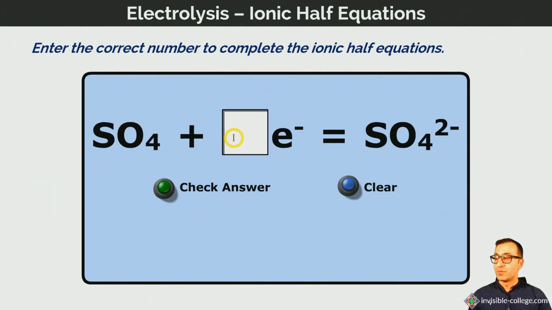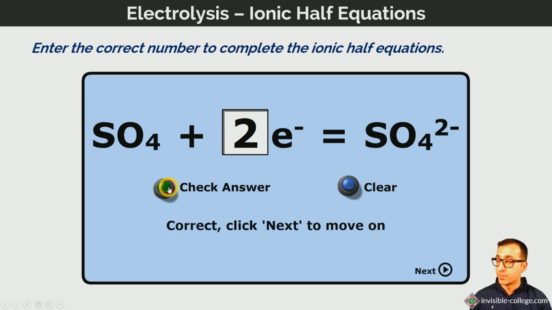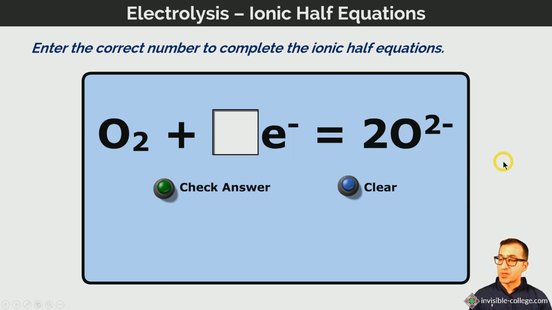All right, so fairly straightforward this one. You have a total of 2 negative charges on the right-hand side, and the only thing with negative charge on the left-hand side are electrons. We need 2 electrons to be added to this SO4 molecule to make an SO4 2- ion. How about this one?